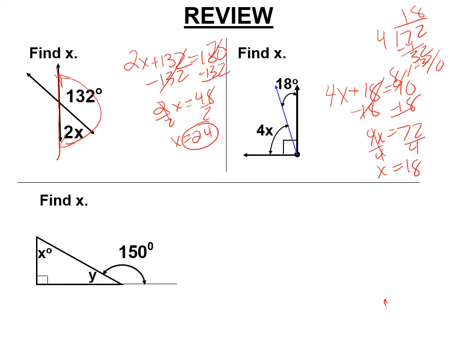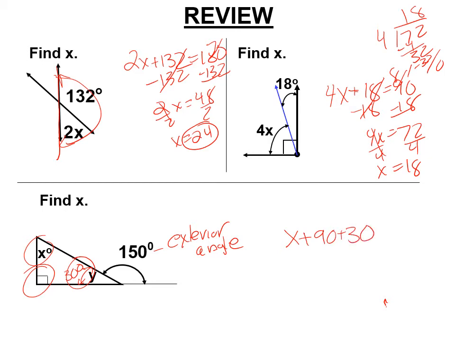All right, find x. So now this is taking things together. This is called an exterior angle, and we're going to use two things we know. If that's an exterior angle, this is a linear pair with that, and so it must be 30 because they have to add up to 180. We know the three interior angles in a triangle always add up to 180. So we have an x, we have a 90, we have the 30 that we just found for y. They have to add up to 180. 90 plus 30 is 120. I'm just going to take a little shortcut and subtract 120 from both sides, and x has to be 60 degrees.